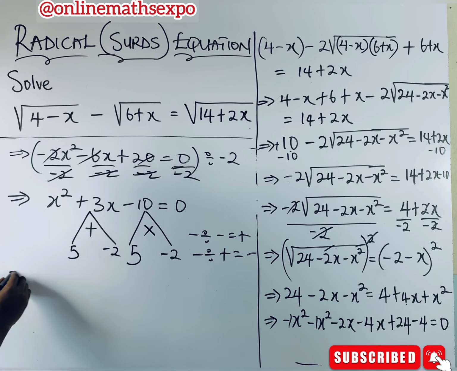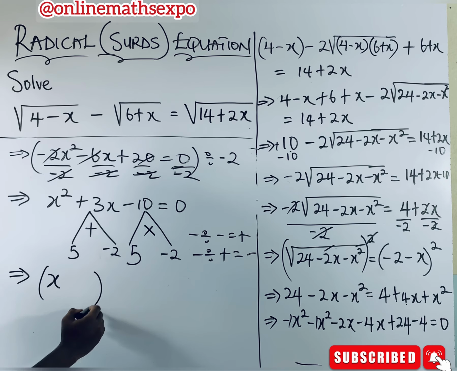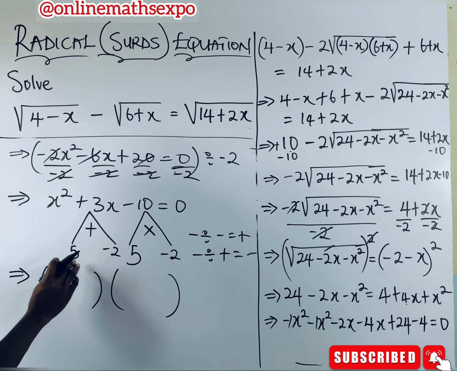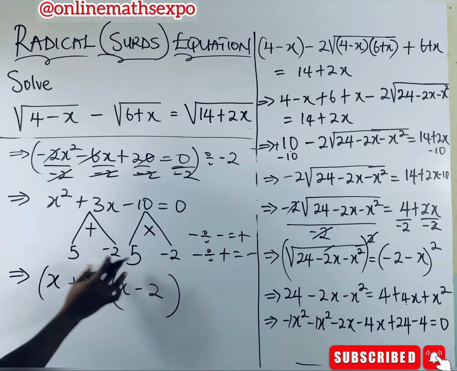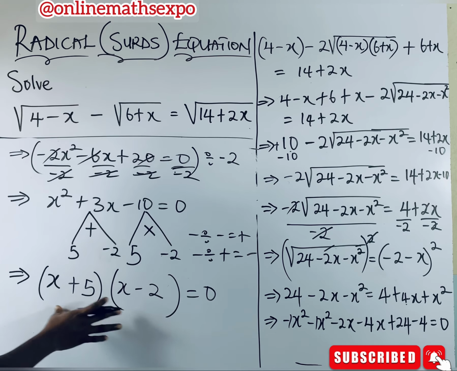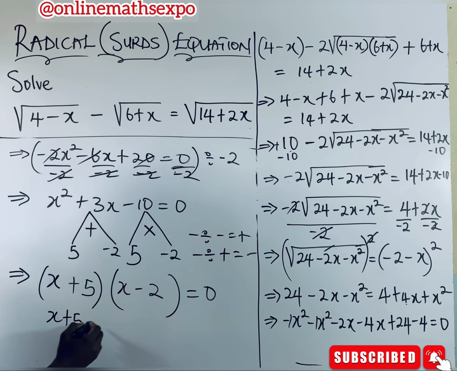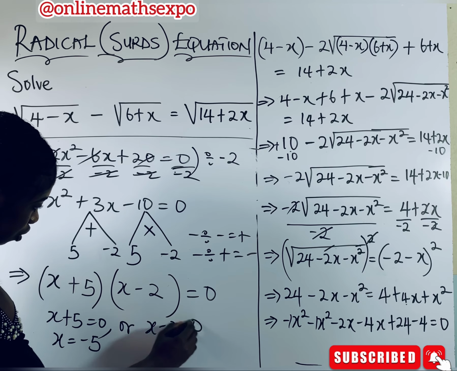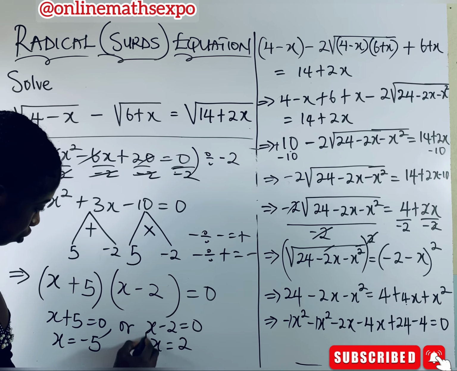So in that case, because it's x squared, we are going to open two brackets for x and put in these values. Here is positive 5, did you see? And this one is negative 2. And everything is equal to 0. So when you have these two expressions multiplying to equal 0, it means that one of them is equal to 0. To get your x, you subtract 5 from both sides to have x is equal to negative 5, or x minus 2 is 0. You add 2 to get x here. So when you add 2 here, x will give you 2.